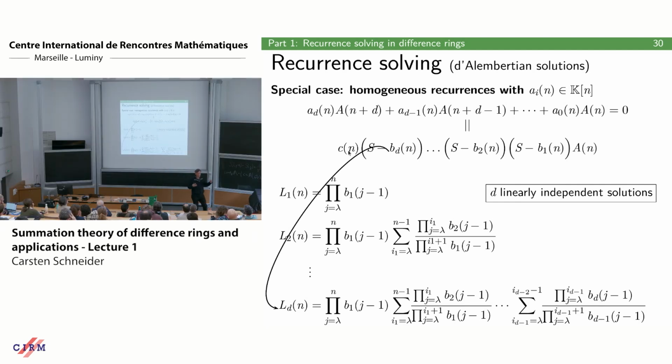So over the set of constants, if you are on the fields, they are linearly independent. And that's the crucial thing. If you have a big recurrence and you solve it, you find huge solutions, highly nested. Let me show you an example.